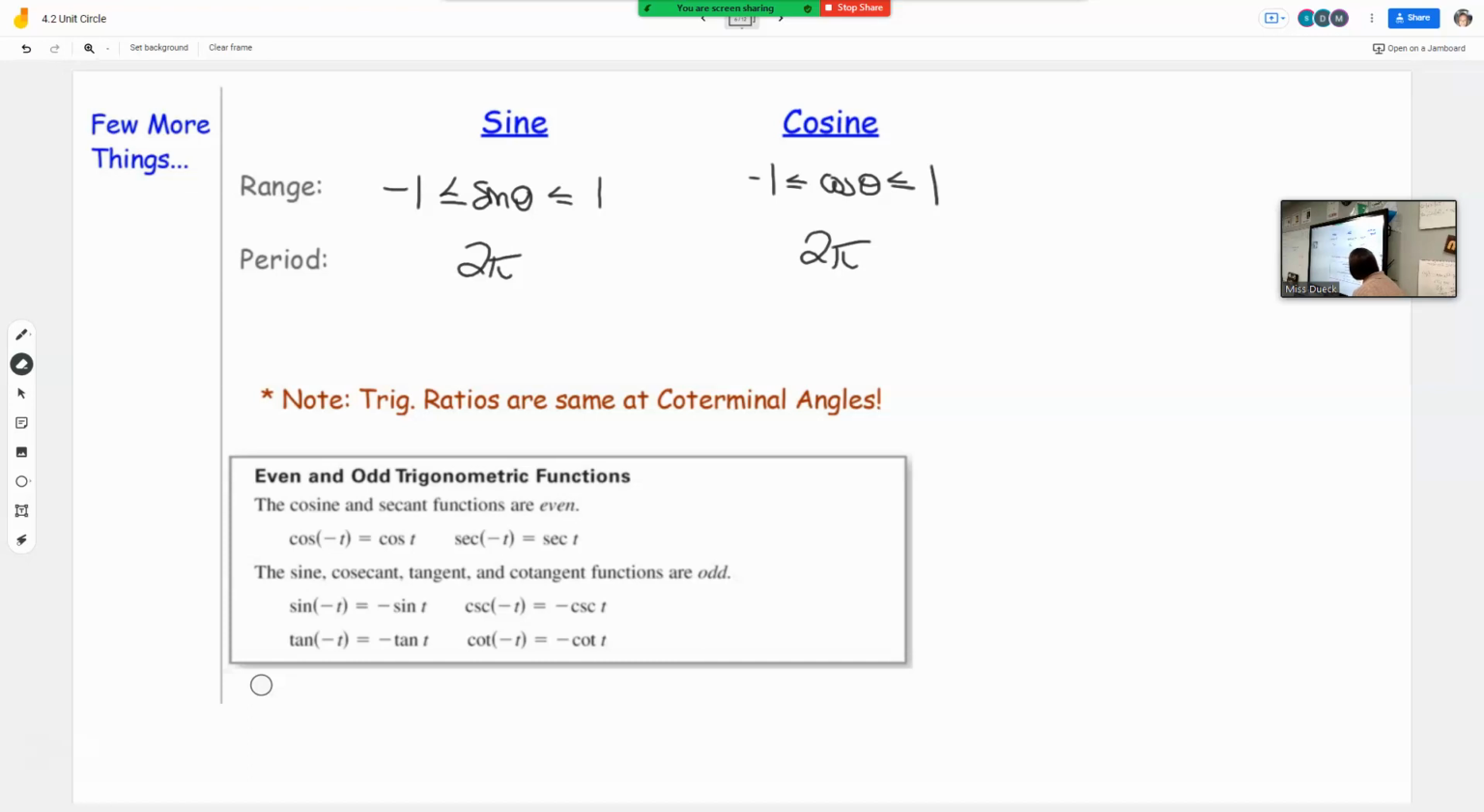So to end off today, you guys just need to get down this even and odd trig function relationships. Who's even, who's odd, what that means. I'm just going to play with it a little bit in a couple places in homework, but we'll look at why that's true in a future section.